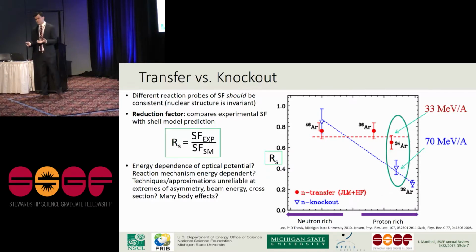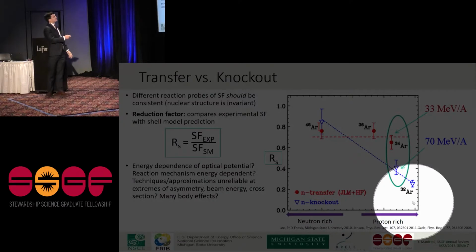They should be consistent with each other. Now, of course, you can tell from the way I'm saying that's not what we see. In particular, if you compare a transfer reaction to a knockout reaction, just another type of nuclear reaction, and see what the spectroscopic factors you get, you see some discrepancy. So there's a lot going on here, so I'd like to walk you through this plot.